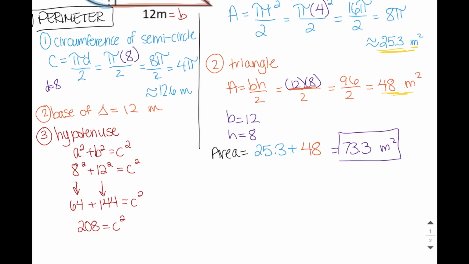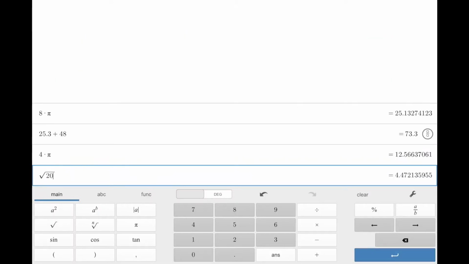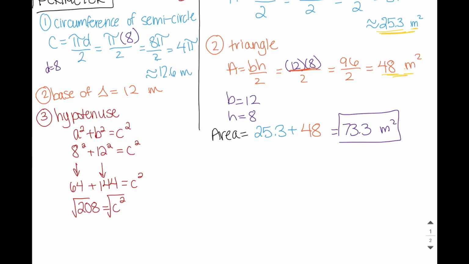Now the c squared is alone and I have a single number on this side, so I can go ahead and square root both sides. Let's see what we get. So I'm going to take the square root of 208 and I end up getting 14.4. So here I know that 14.4 is approximately what c is equal to.